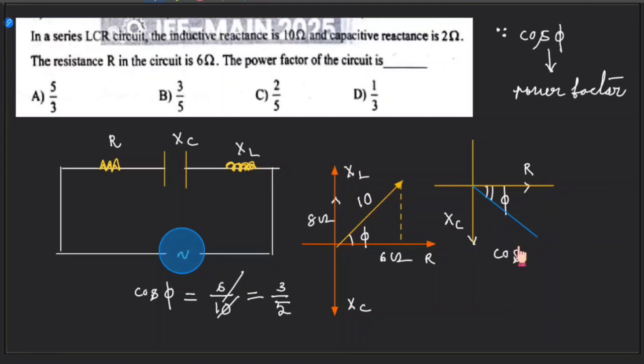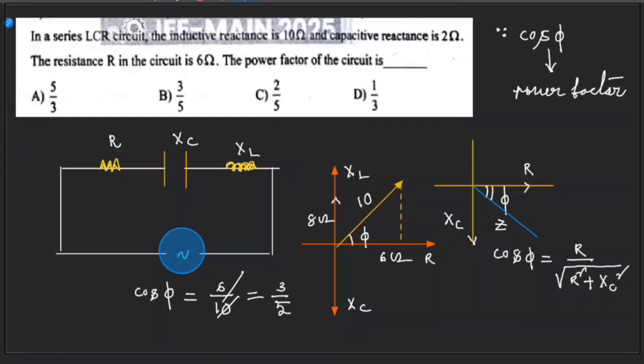This cos phi can be written as, so you know, the square root of R square plus X square can be written as the impedance, right? Z, that is called impedance. So cos phi can be written as R by Z, and that Z can be written as the square root of R square plus X square. Clear?